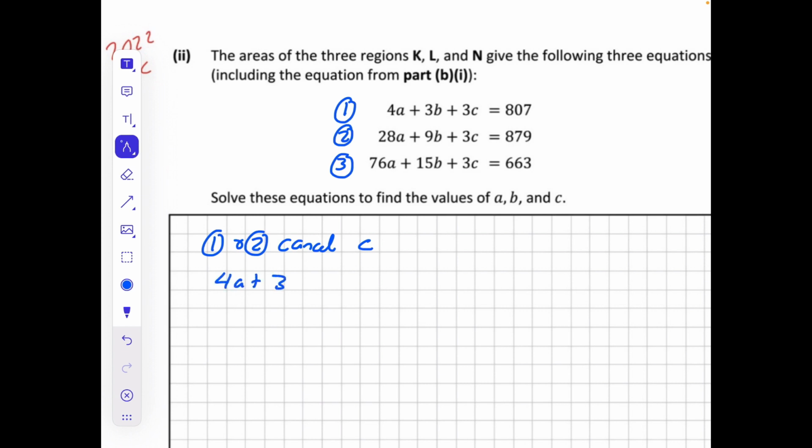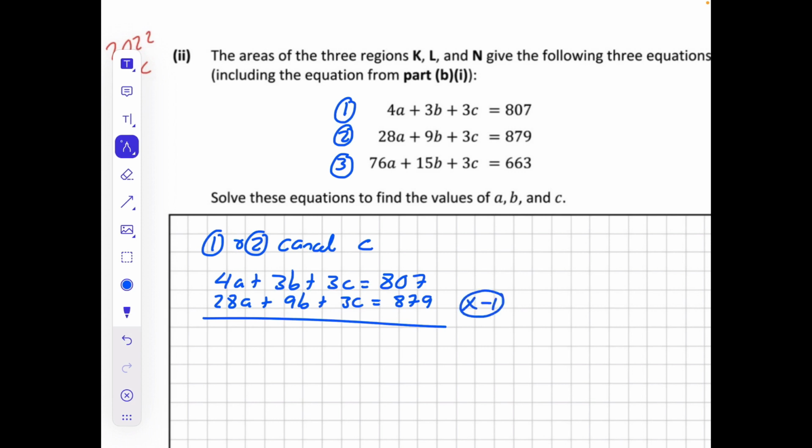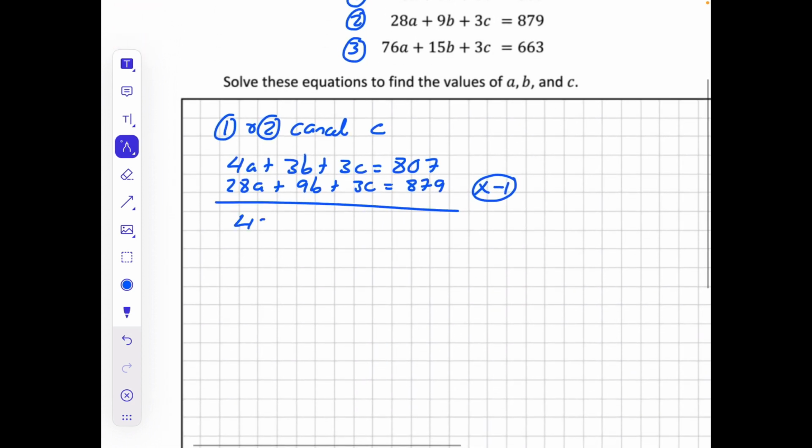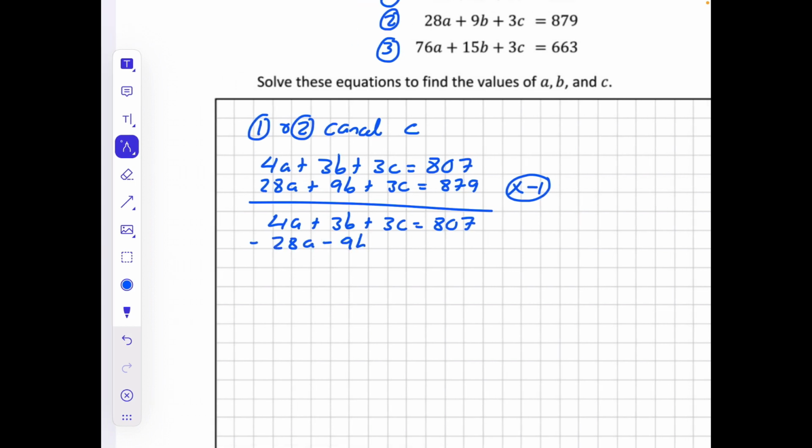So 4A plus 3B plus 3C is equal to 807. And we have 28A plus 9B plus 3C is equal to 879. Now I want these to cancel, so I'm going to multiply the bottom line by minus 1. It'll be negative 28A minus 9B minus 3C is equal to minus 879.